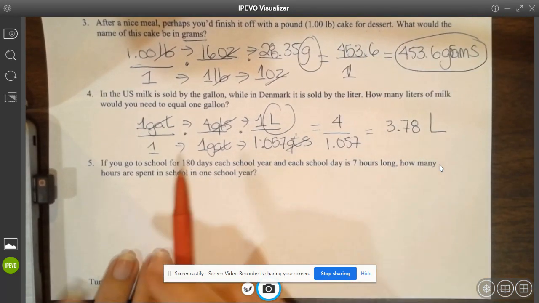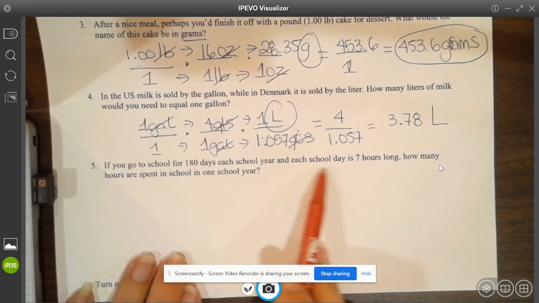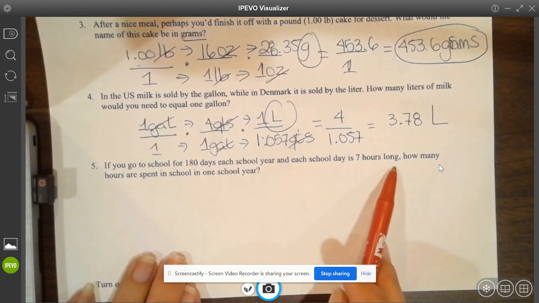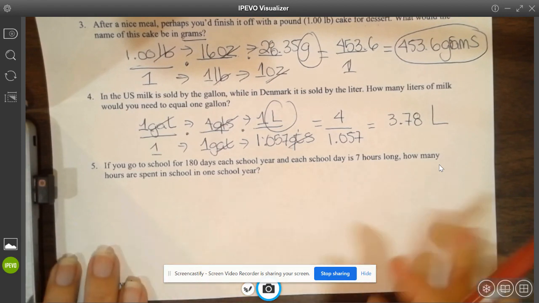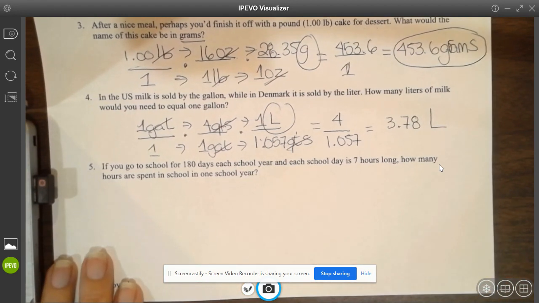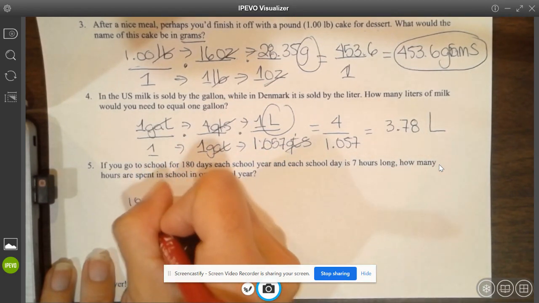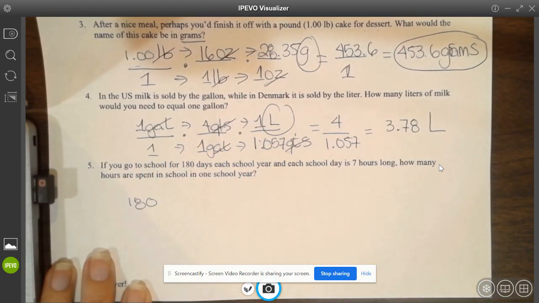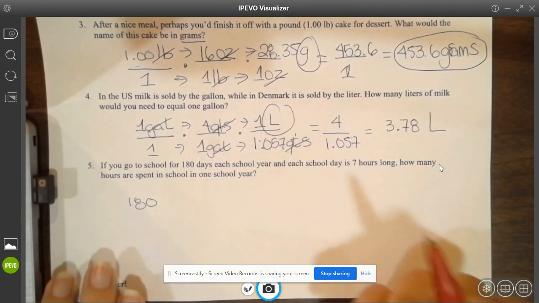So it says if you go to school for 180 days each school year, and each school day is 7 hours long, how many hours are spent in school in 1 year? All right, we need to know how many months are in 1 year. So that's 180. And then each school day, it's 7 hours long.